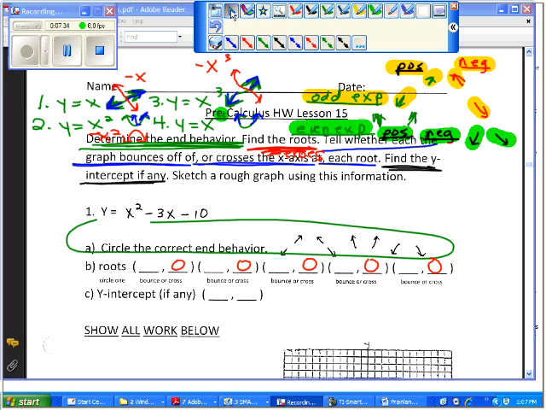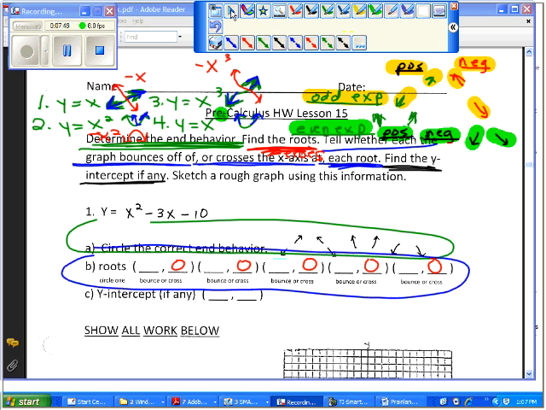Now, tell whether the graph bounces off or crosses at the x-axis. Here's how we know that. At each root, we want to know if it bounces or crosses. See what we're talking about right here? If a single root appears an odd number of times, it will cross at that root.